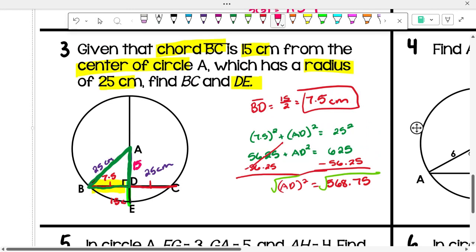I'm just gonna tell you what it is. BD is 20, so that means BC is 40. And DE would be 10. Okay, it was my fault, but you still use the same processes that we just did.